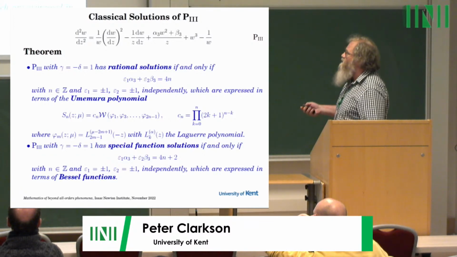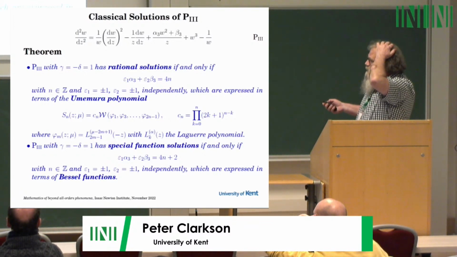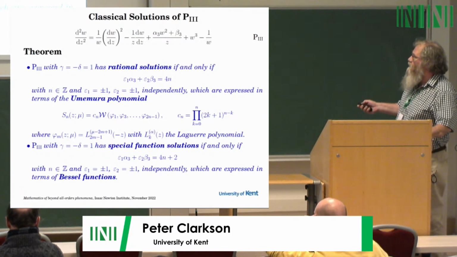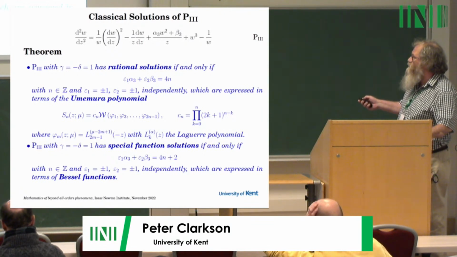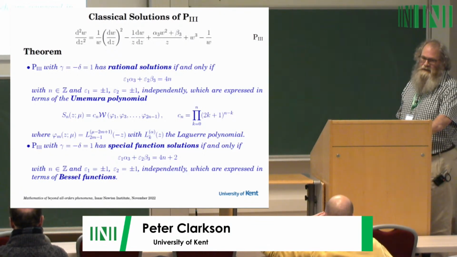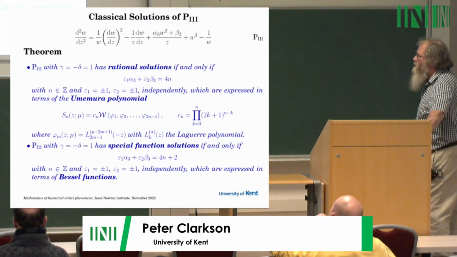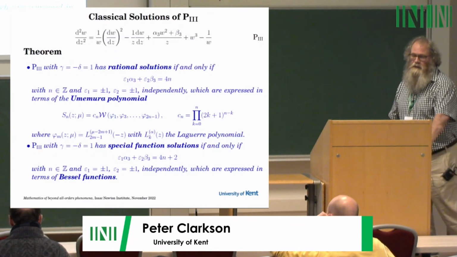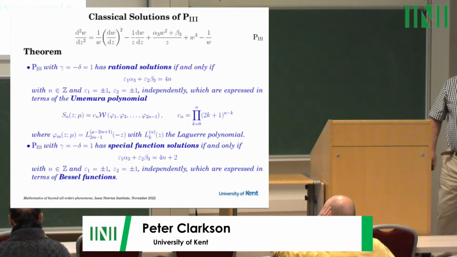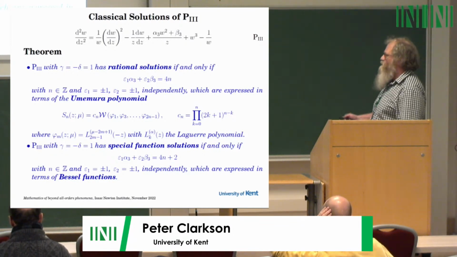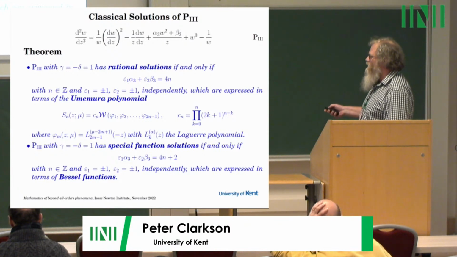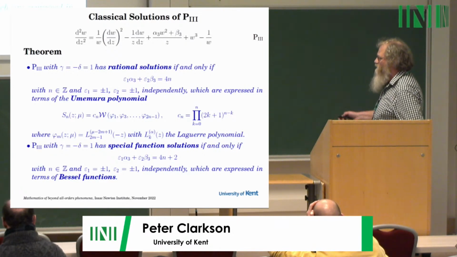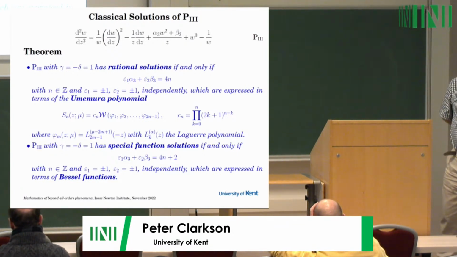So first let me give you the classical solutions of Painlevé 3. They have rational solutions where the parameters alpha 3 and beta 3 multiplied by an epsilon have to add up to 4n. And they're in terms of Umemura polynomials. Now, these are a slightly different Umemura polynomial to the one that relates to Painlevé 5, and they're also in terms of the Laguerre polynomials. And it has special function solutions if the alpha and the beta add up to 4n plus 2, and they're expressed in terms of Bessel functions.